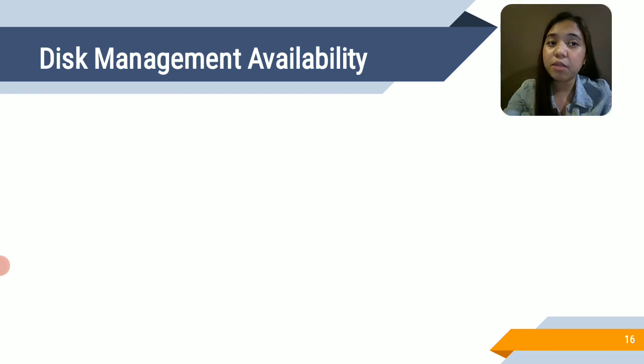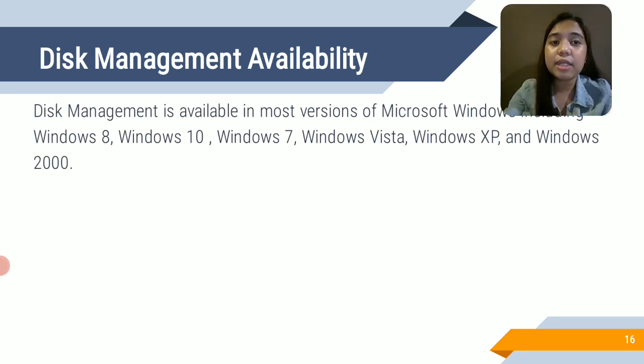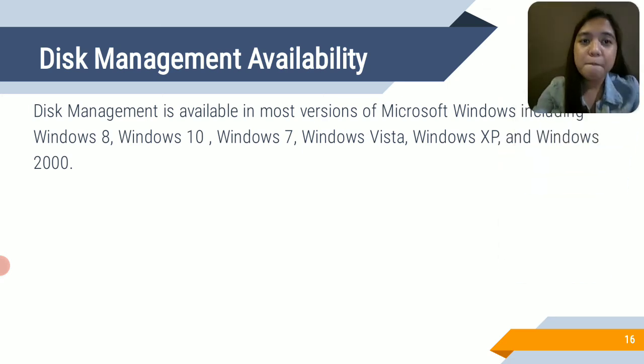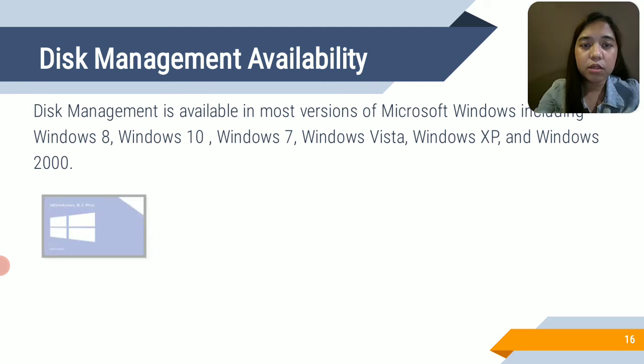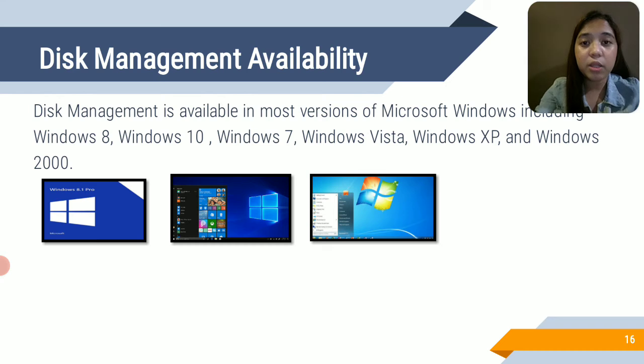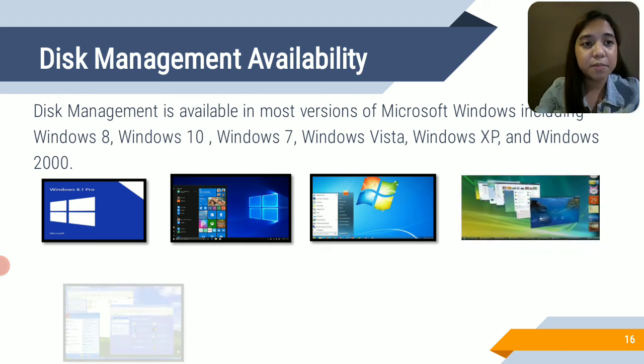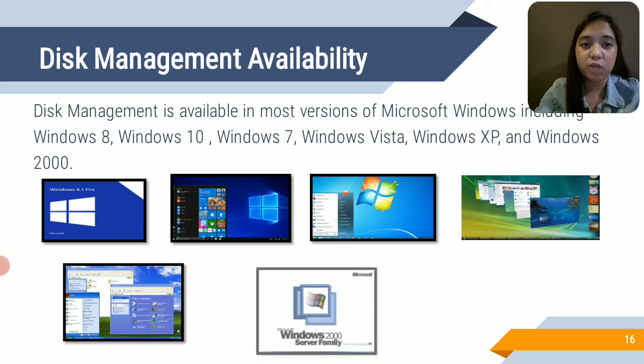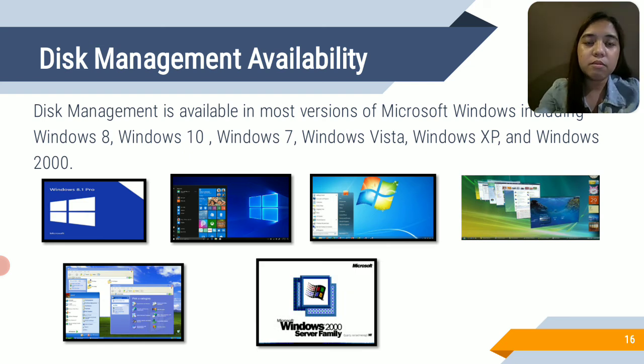For Disk Management availability, Disk Management is available in most versions of Microsoft Windows, including Windows 8, Windows 10, Windows 7, Windows Vista, Windows XP, and of course Windows 2000. So that will be our Disk Management versions of Microsoft Windows, with six versions in total.